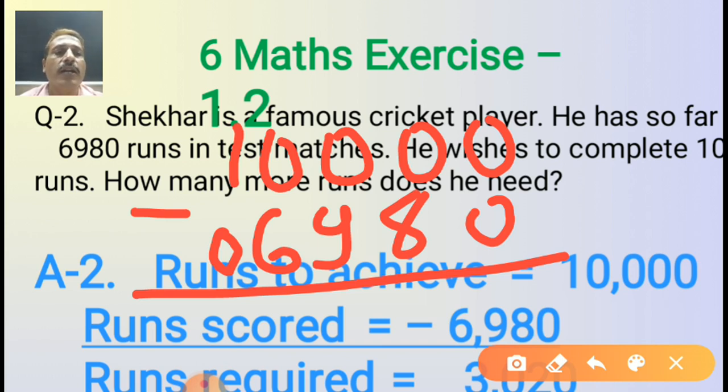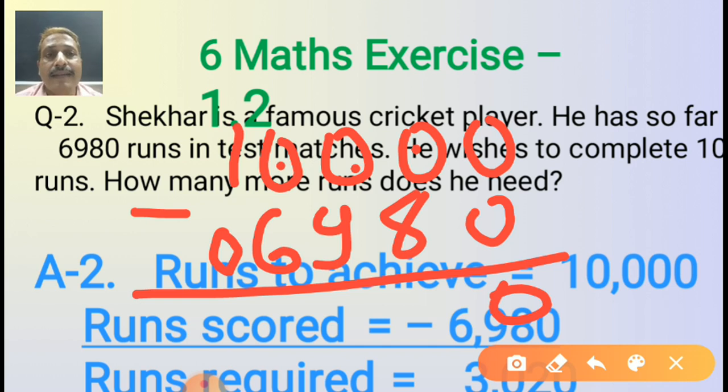Okay. Now look here. 0 minus 0, 0. 0 minus 8 possible? No. So this 0 will move to the hundreds place. The hundreds place is also 0. Now this hundreds will move to the thousands place. The thousands is also 0. So now this thousands will move to the 10,000 place.